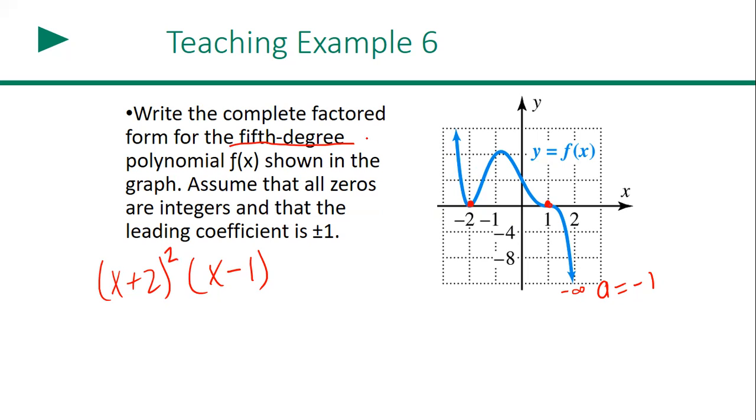If it's a 5th degree, and I know that this is 2, what does this mean this has to be in order for those powers to equal 5? 3. So the multiplicity here is 3, which makes sense because it crosses. It doesn't touch, it crosses the x-axis. And my leading coefficient is -1. So this would be my function.